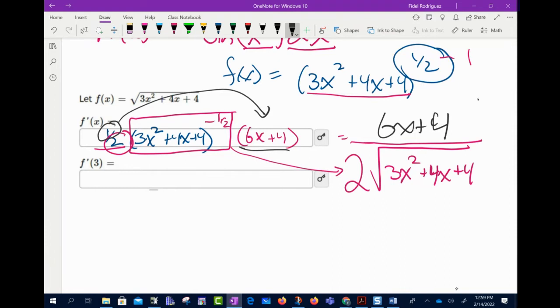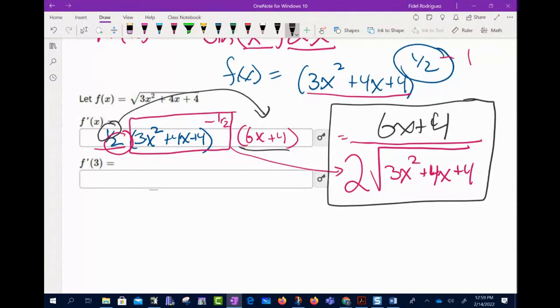So here's my final answer, right? This is the one that's kind of cleaned up a little bit. Okay? Now, for the second part, we're going to find the derivative at 3.